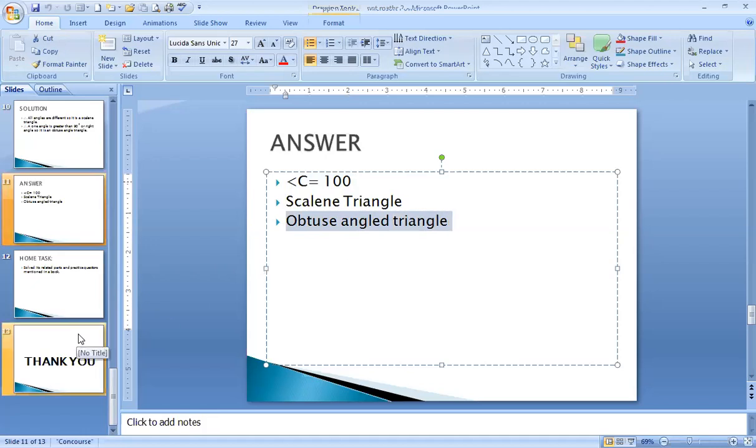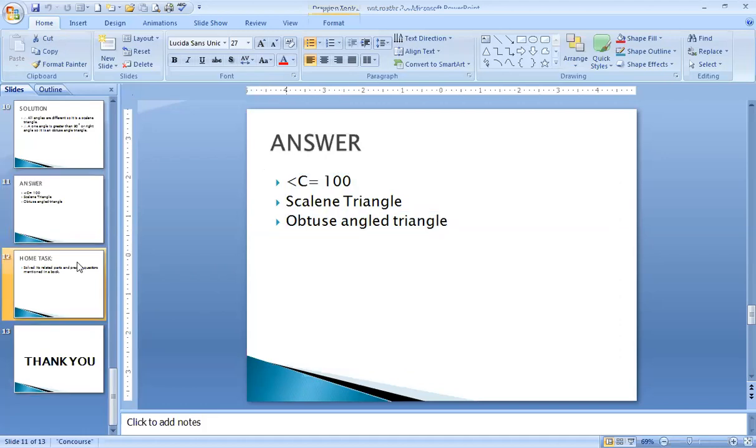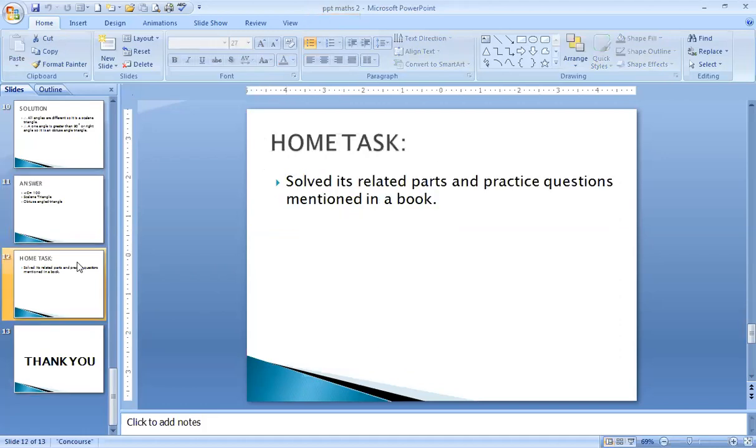Okay, now we have solved this question. It's your homework to solve its related parts and practice the questions that are mentioned in the book.